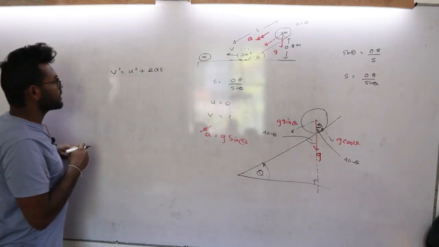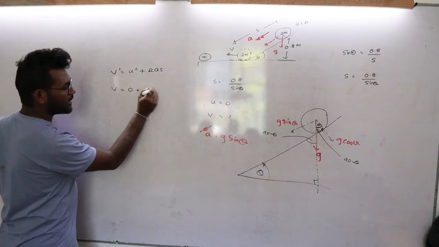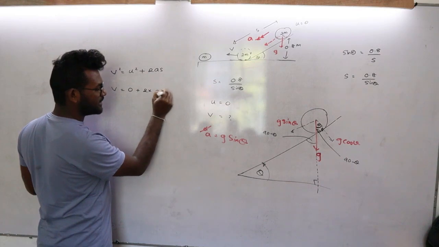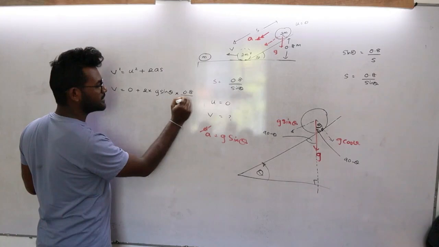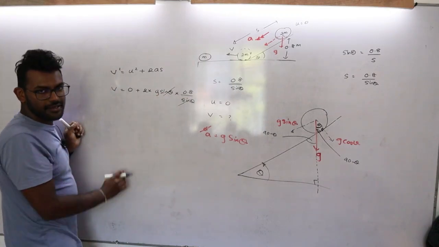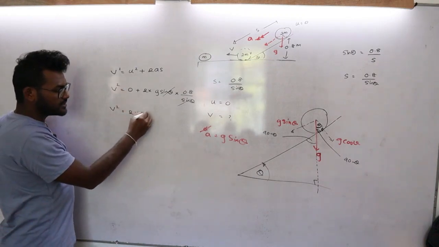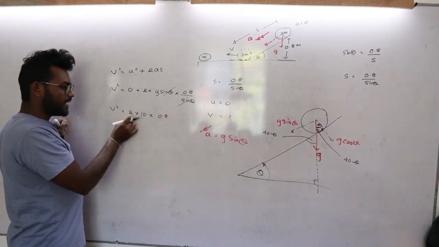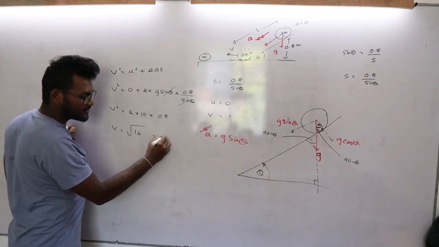Then we're supposed to find the v. Initial velocity is 0, plus 2 times, what is the a? That's g sin theta, into s, which is what? 0.8 over sin theta. Luckily you could see the sine cancels off. So v squared is equal to 2 into g, which is 10, into 0.8. That is 8, 8 into 2, 16. Oh, lucky we are, right? Root 16, that is 4 meters per second.